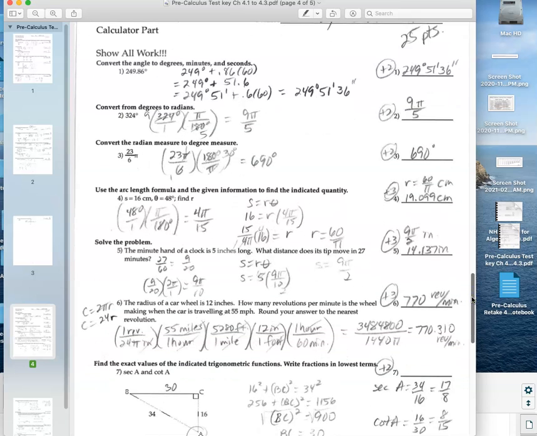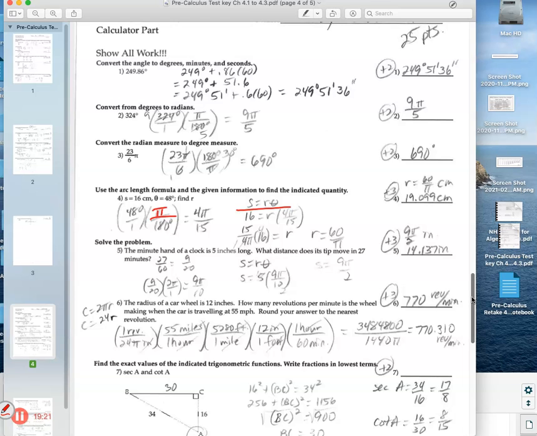All right, number 4. On 4 and 5, there are a couple of people that struggled with this, which was kind of a surprise because it's different numbers, but it's the exact same problems we had in the review packets. So use the arc length formula and the given information to find the indicated quantity. The arc length formula is S equals R theta, but theta must be in radians. So you have to take your 48 degrees and multiply that by pi over 180 degrees and simplify that down so that you have your theta value of 4 pi over 15.